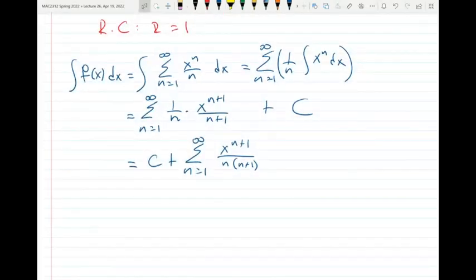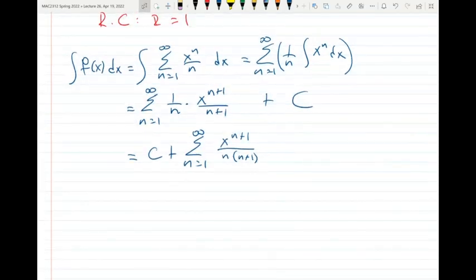And then let's find the interval of convergence. For that, I'm going to use the ratio test.